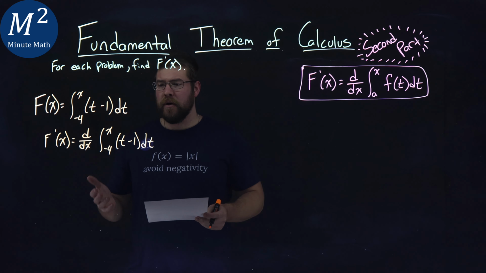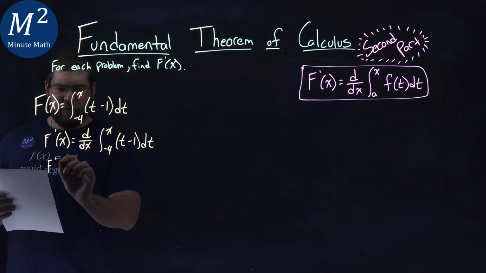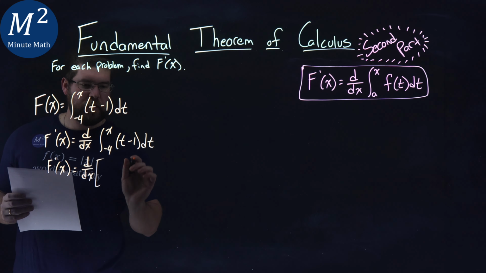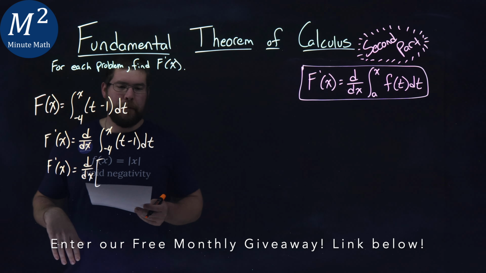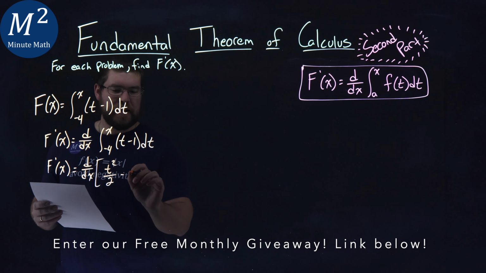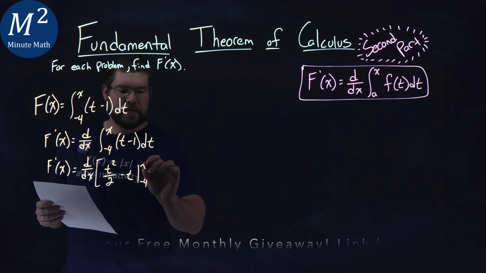And then from here, we need to find first the integral. So F prime of x here is equal to d over dx of the integral of t minus 1, which is t squared over 2 minus t. And we're integrating this from -4 to x. All right?